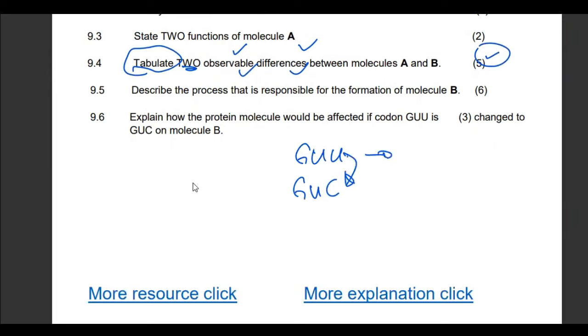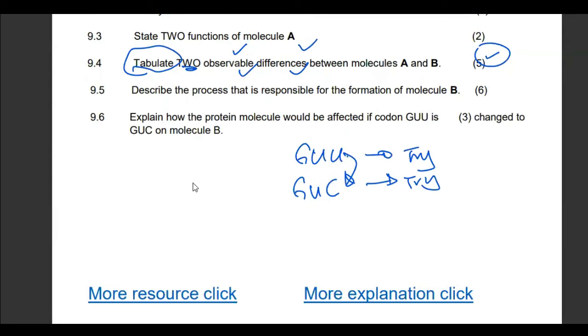Let me explain this. If this is tryptophan, and this one also codes for tryptophan, however much this has been changed to this, it is going to code for the same amino acid. Therefore, the functioning of the protein is not going to change.